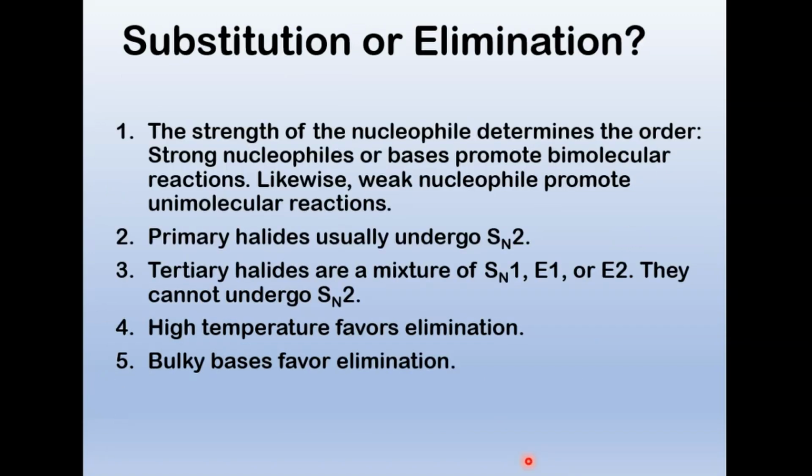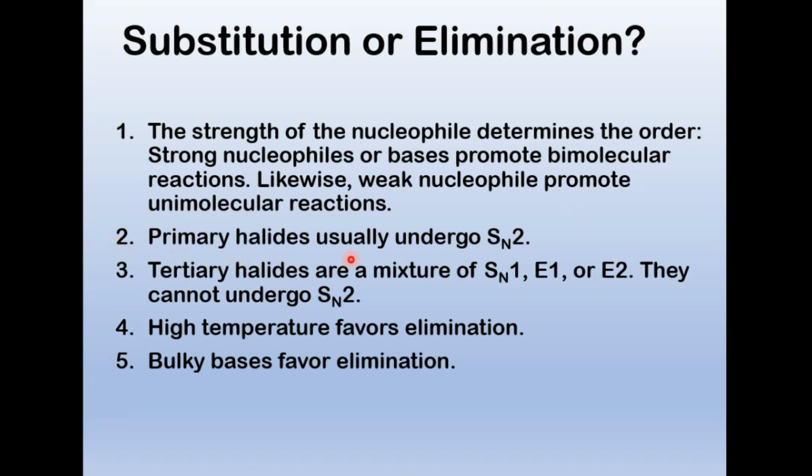So now we get into the fun of realizing elimination and substitution are competing with each other. So the first thing you want to do is consider the strength of the nucleophile. So that table that had the weak to strong, you want to memorize most of that. And so the first thing you do is look at the strength of the nucleophile, and that determines the order. Strong nucleophiles or bases promote bimolecular reactions, so E2 and SN2. If you have a weak nucleophile, E1 and SN1.